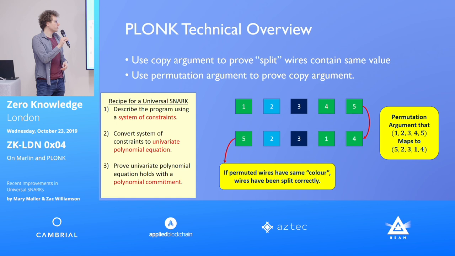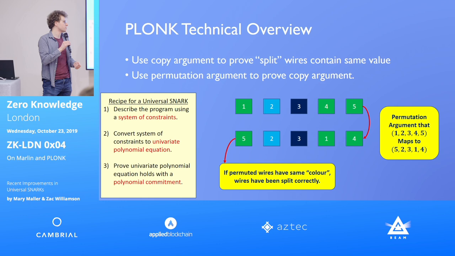And so this is an example that Mary came up with, which is a lot better than anything I've ever managed to think about. Basically, imagine you have a set of wires. So we have five wires, and the colors map to variable values of these wires. Imagine your SNARK circuit demands that the first, the fourth, and the fifth wires have the same value, and that the second and the third wires are not linked to anything. They can be whatever value you want them to take.